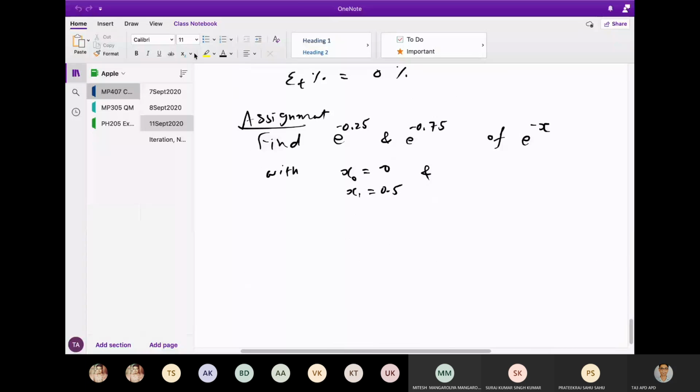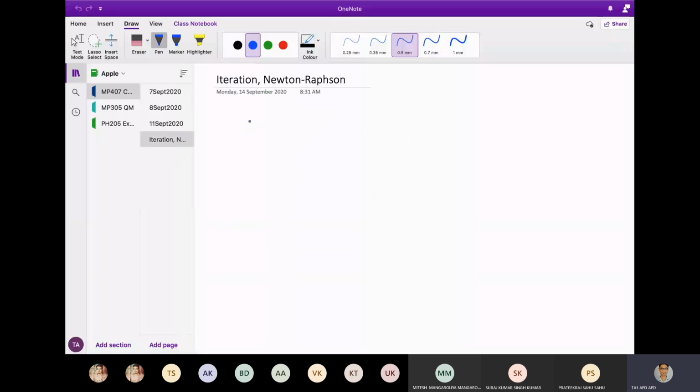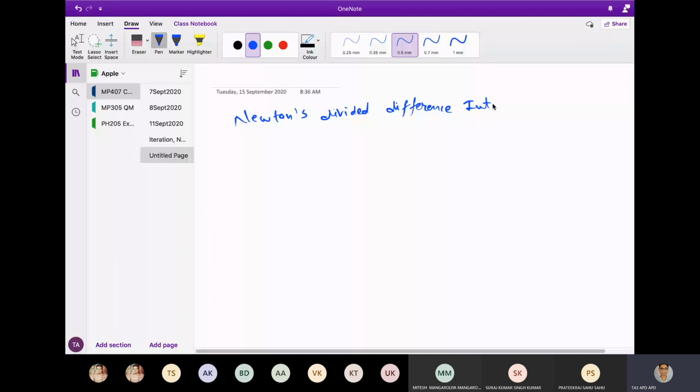So today we should start on this Newton's divided difference interpolation. Newton's divided difference. So you have gone through this in your mathematics course. So there are 3 types: Newton divided difference, forward difference, and backward difference.